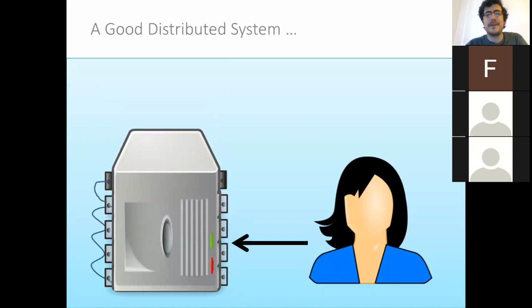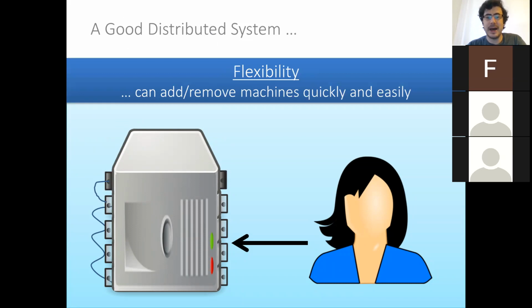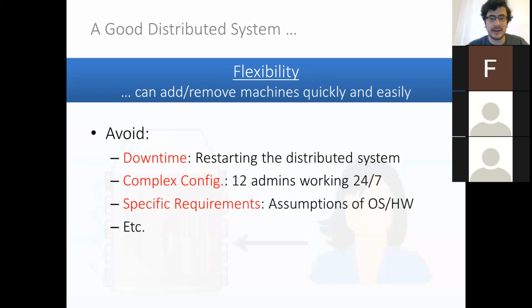Second thing, we want some flexibility, right? We want to be able to add or remove machines quickly and easily. So we want to be able to add in more machines if we need more processing power or more storage or whatever it is. And likewise, we want to remove machines. That's particularly important because we might have errors, for example. And we want the system somehow to be able to quickly incorporate the new machine, or to get rid of the machine that has stopped working, for example, or is being removed.